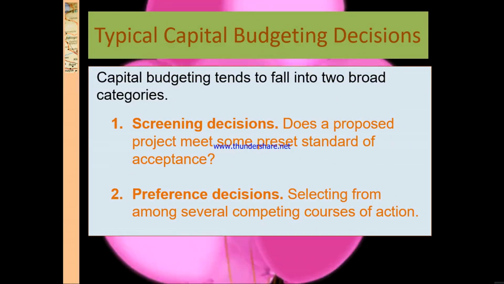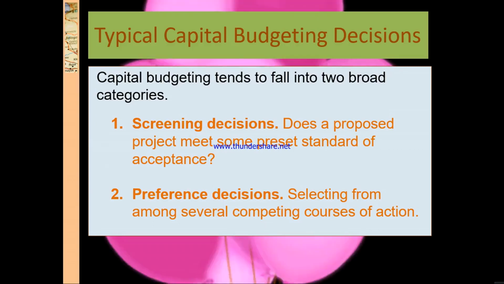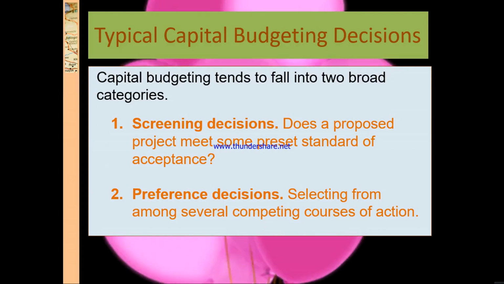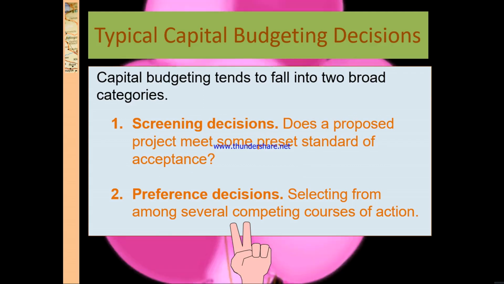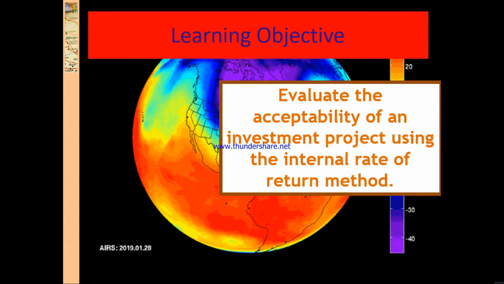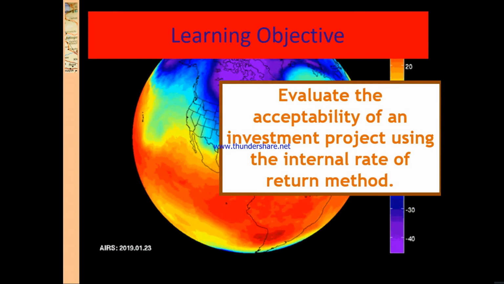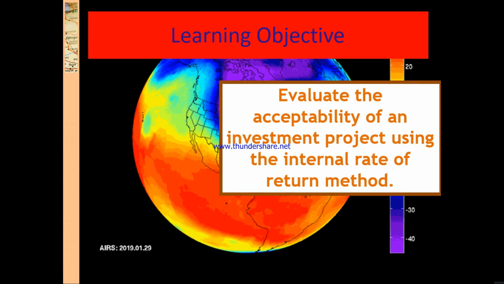Typical capital budgeting decisions tend to fall into two broad categories. Number one, screening decisions: does a proposed project meet some minimum standard of acceptance? And number two, preference decisions: selecting from among several competing courses of action. Today's learning objective is to evaluate the acceptability of an investment project using the internal rate of return method.